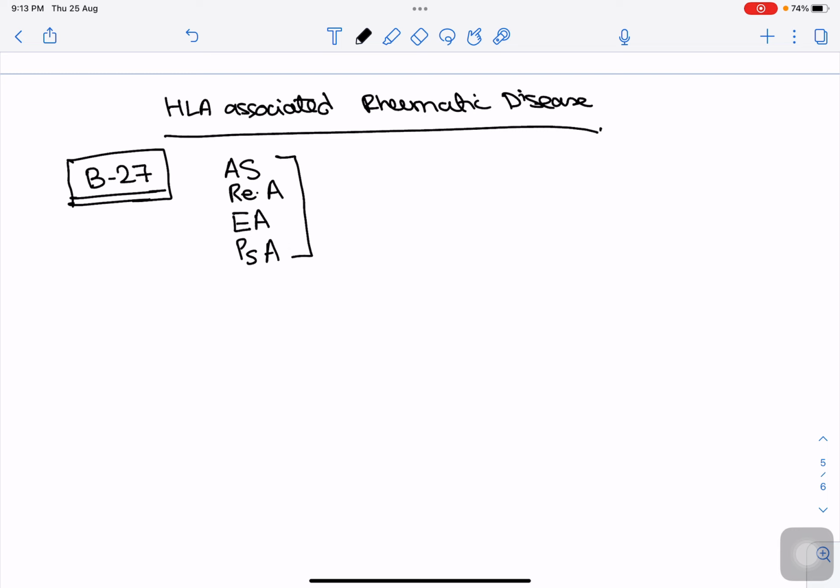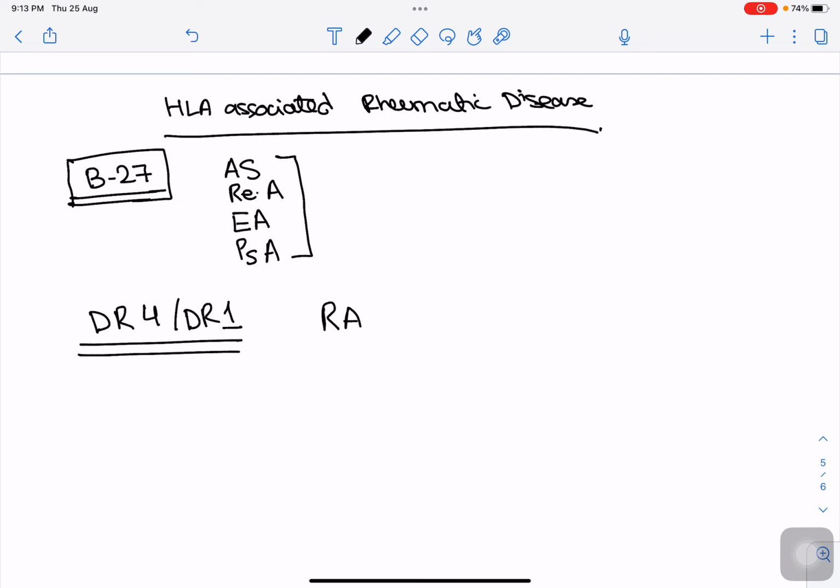Now, if we talk about DR4 or DR1, these are the HLA types. If we talk about DR4 and DR1, then the patient is susceptible to rheumatoid arthritis, which is also an autoimmune condition. The relative risk is 2 to 10 times, and 93% of the patients with such positivity would have rheumatoid arthritis.